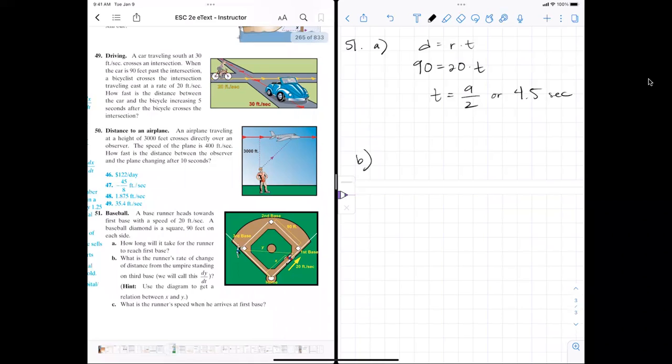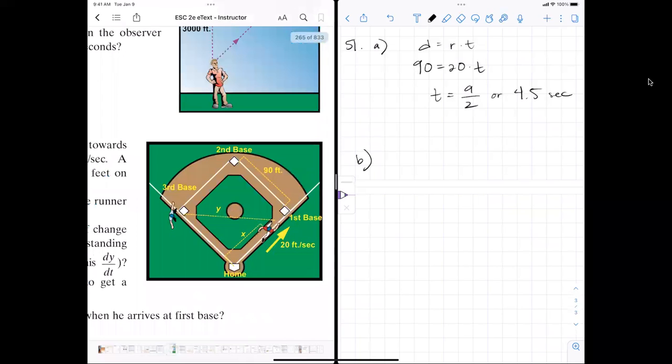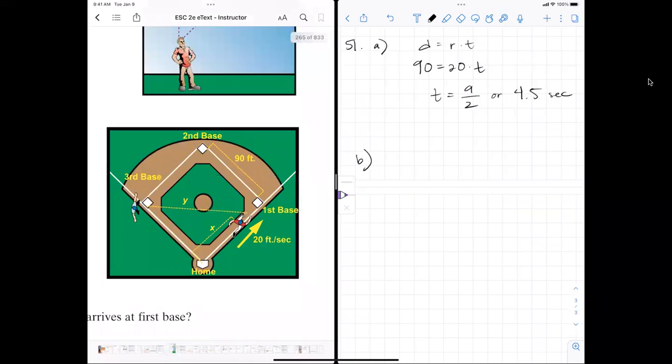Okay, so B requires us looking at the picture. We're trying to find dy over dt, and they give us the hint to use the diagram in order to come up with the relationship between x and y. X represents the distance of the runner from home. Y represents the distance of the runner to the umpire. And then we know that each side of the baseball diamond is 90 feet, right? The distance between each of the bases is 90 feet. So do we see that?